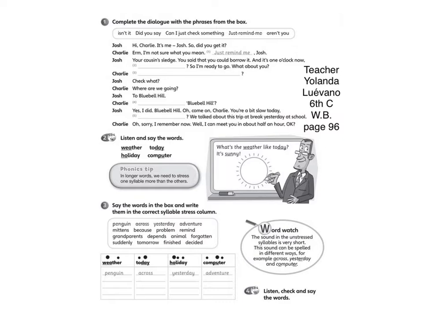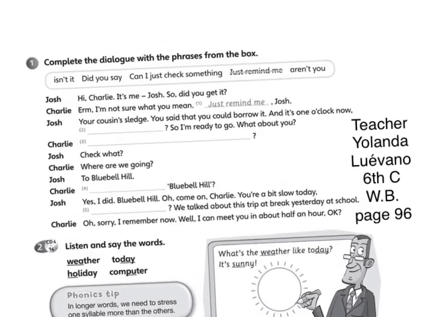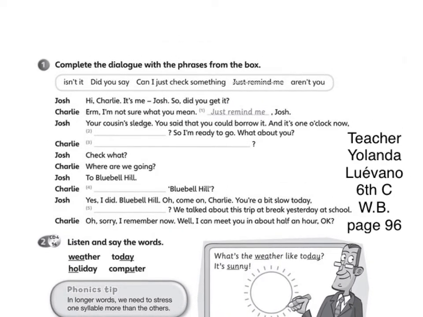In the workbook, at page 96, it says, complete the dialogue with the phrases from the box. Let's look at the phrases from the box. It says, isn't it? Did you say? Can I just check something? Just remind me, aren't you? Are they familiar? Of course, they are the same words that were highlighted in the conversation of Mia and Olivia in the students' book. Please pause this video and do it.